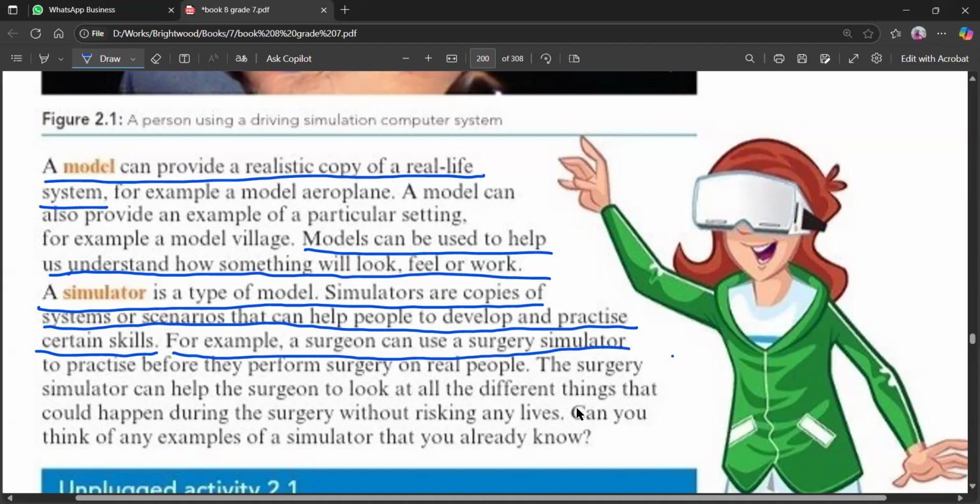Before going to surgery with people, they use a simulator. Car simulators too: did you hear that when you are given a license, they give you car simulator practice as in the real world? So there are two things, models and simulators. First of all, please write this down.